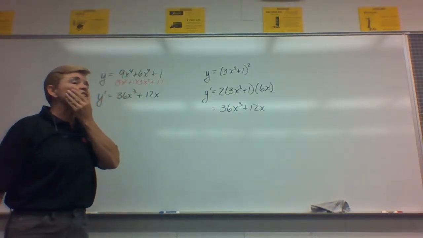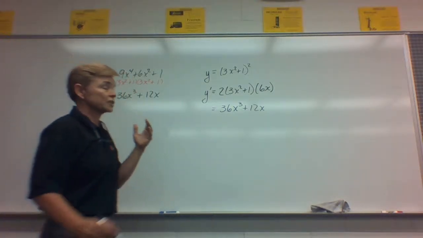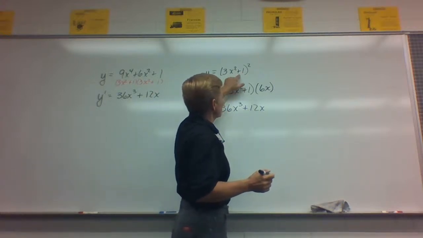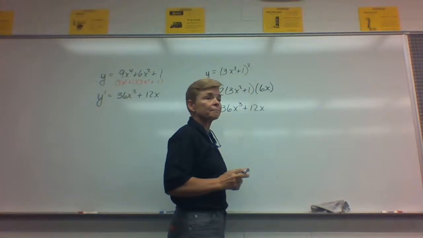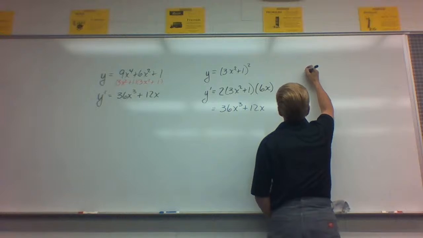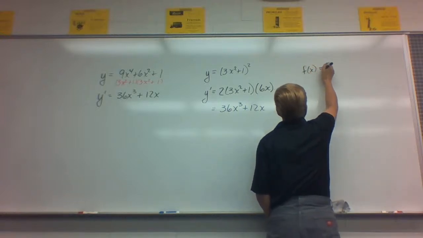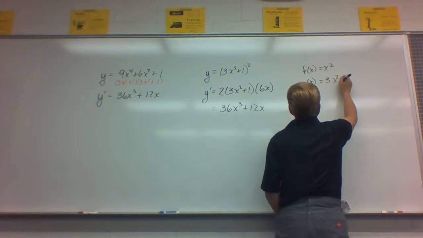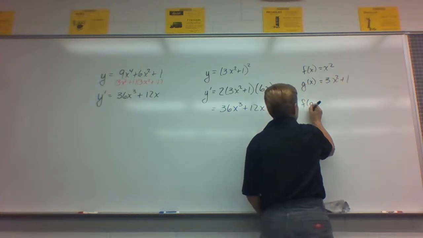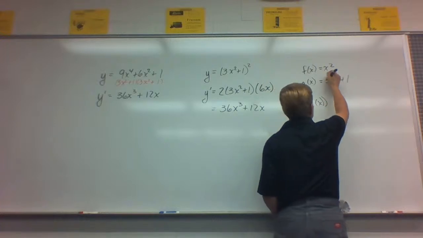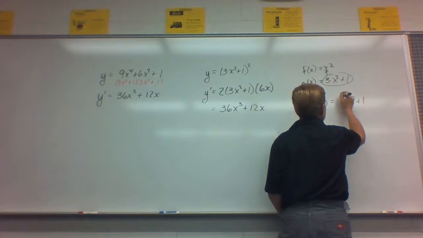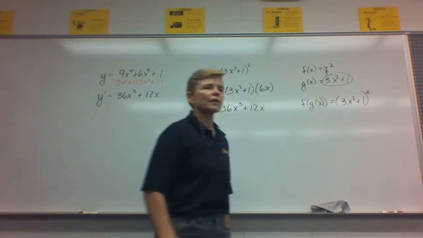So the moral of this story is, when you're doing a chain rule with composed functions, and by the way, believe it or not, this thing is a composed function. It's 3x squared plus 1 stuffed into x squared. Let me show you that it's composed. If I let f of x equal x squared and g of x equal 3x squared plus 1, then f of g of x says to stuff this in for all the x's in f, and that gives you 3x squared plus 1 squared. So it is a composed function.